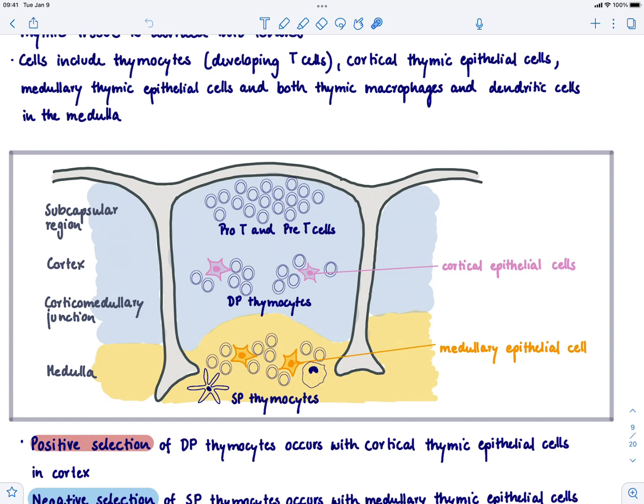So it's like those cells in the medulla have a special license to make all sorts of special proteins that are usually made by other organs. So they can present peptides from the heart, pancreas, liver, and so on and so forth.